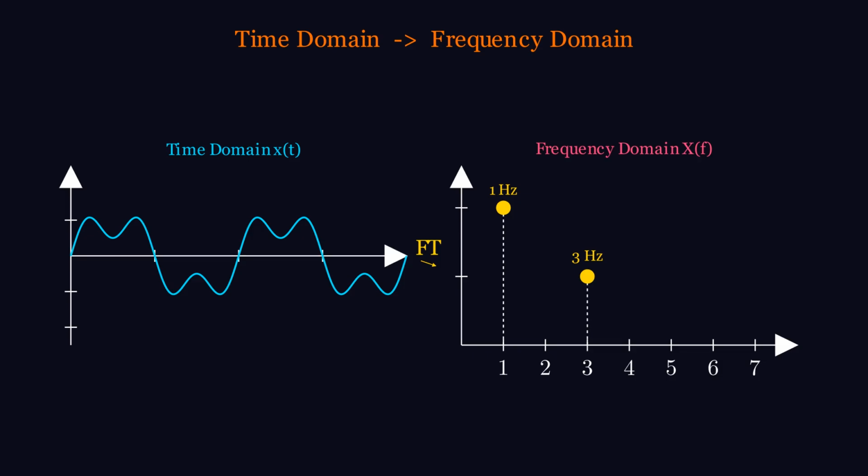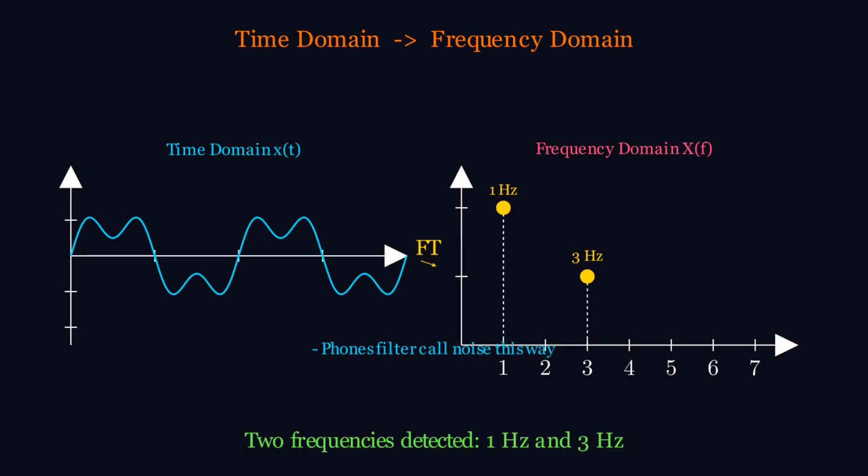No more guessing. No more looking at that wiggly mess. The Fourier transform instantly told us there are exactly 2 frequencies in this signal, 1 Hz and 3 Hz, and here's how strong each one is. That is powerful. This is how your phone filters out noise from a call. This is how engineers design filters in DSP systems. This is how MRI machines reconstruct images from your body. All of it rooted in this one idea.